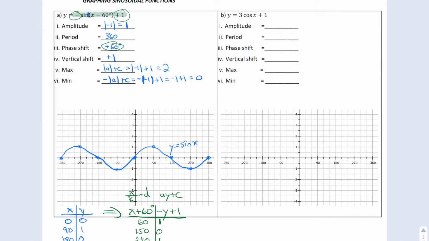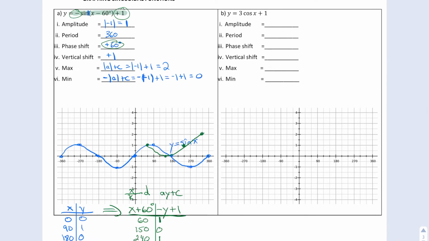And now let's plot the transformed function. So I'm going to take these points, so 60 and 1. So each tick represents 30. So starting here, and then 150 and 0. So 150 would be here and 0. And then 240 and 1. And then 330 and 2. So something like that. So notice I didn't even get one full cycle in.